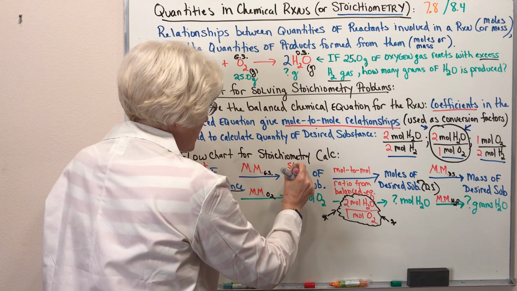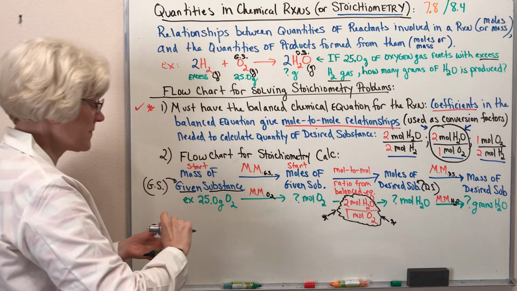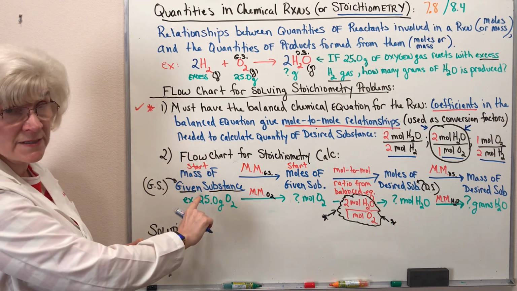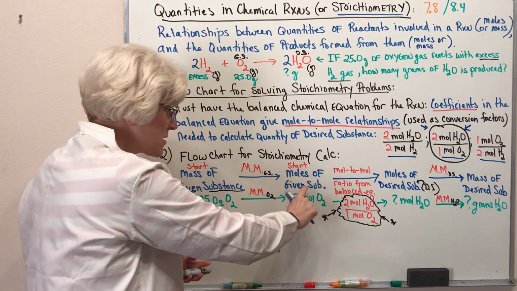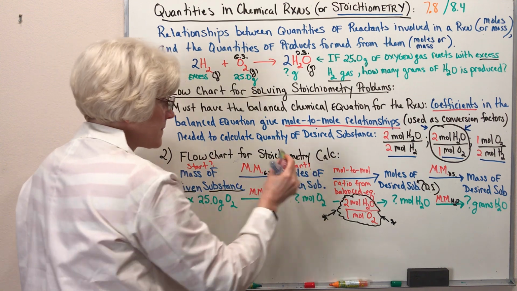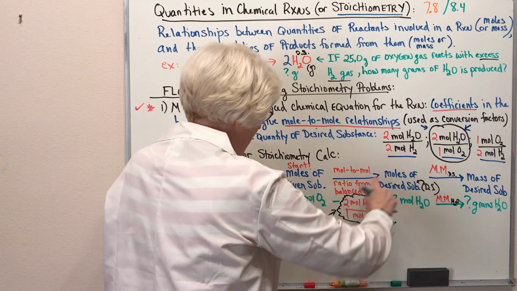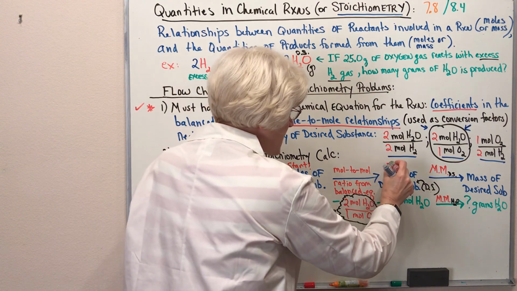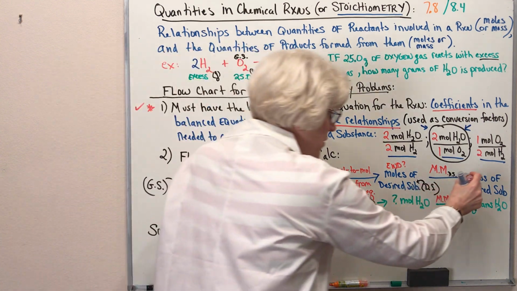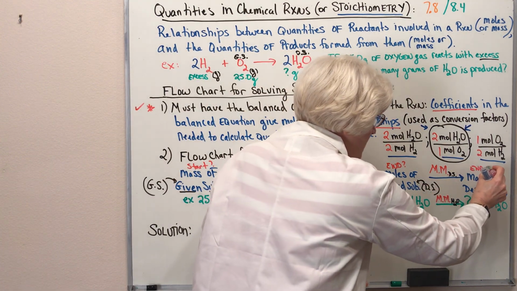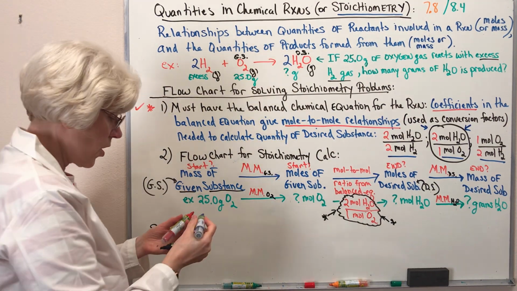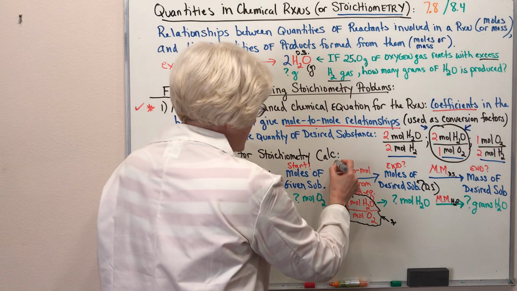Right, we can start here with moles of given substance. In other words, you can either start by being given the mass of a substance, or you may start by being given the moles of a substance. You may be asked to calculate moles of desired substance, so you may be asked to end here, or you may be asked to calculate mass of desired substance. But you will always have this step.